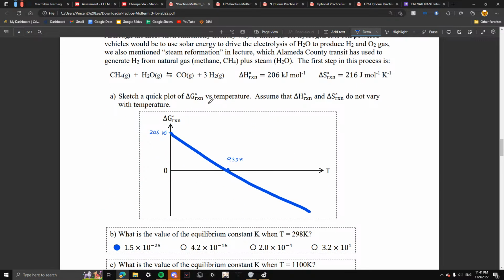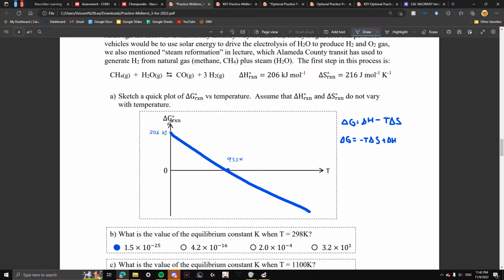Awesome. All right. Sketching the plot. This is extremely easy. If we just write out the equation, it's delta G is equal to delta H minus T delta S. If we write this in slope-intercept form, it's delta G is equal to negative T delta S, and then plus delta H. There.